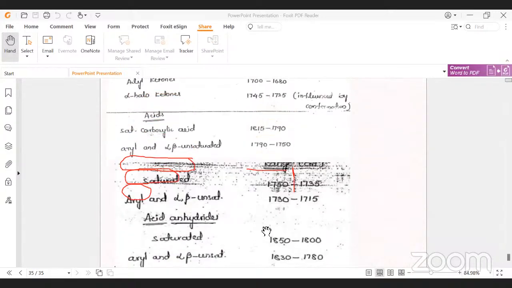The same concept applies in acids. The saturated carbonyl acids appear at 1815 to 1719. For aryl or alpha beta unsaturated acids, the frequency decreases because aryl is an electron donating group. Another example, saturated aryl and alpha beta unsaturated, 1750.